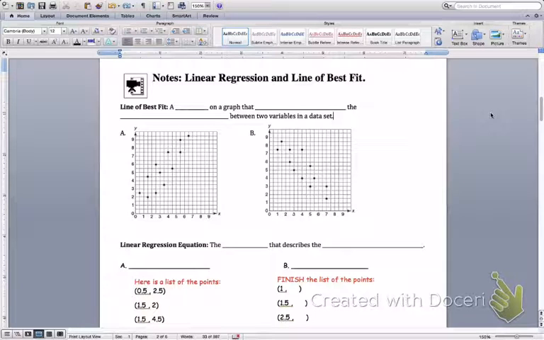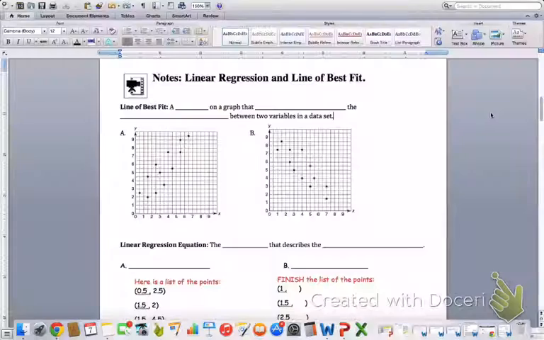So this video is going to go over what linear regression and a line of best fit is and how to find it. We'll also be using Desmos, so make sure you are logged on to that when it's time to get to that. So this is the page you should be on right now. So let's get started.